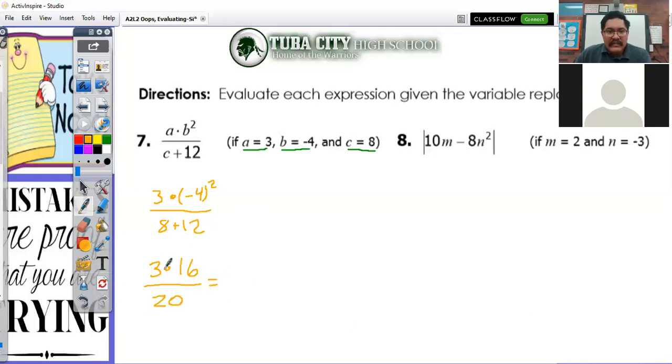Now we have a multiplication and a division, but we are going to take care of the multiplication first, not because it comes first in PEMDAS, but because the top numbers are grouped. So 3 times 16 is, let's see, 16, 32, 48, I believe. 48 over 20. And we end up with another improper fraction. An improper fraction is the one where the top number is larger than the bottom number. When that happens, we divide it.